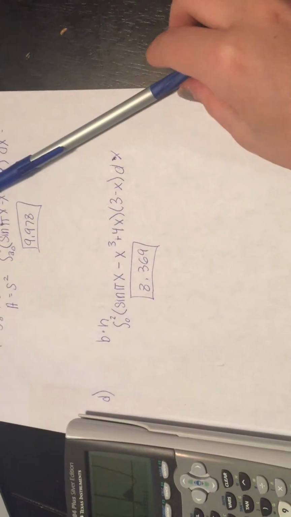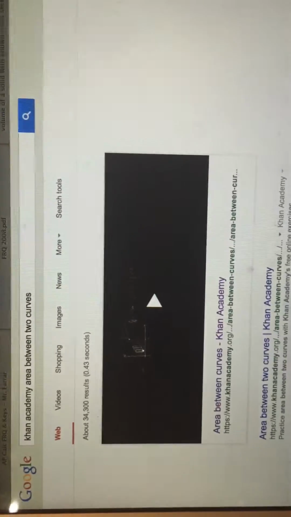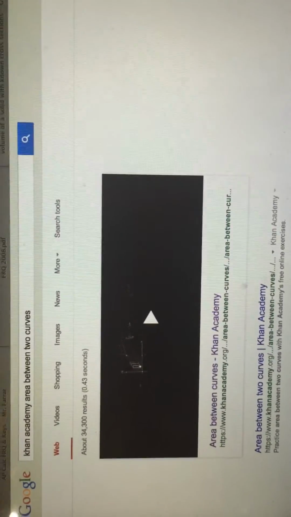And then if you have any more questions, you can go to Google, type in Khan Academy volume of a solid with known cross sections, and the first video that pops up will help you with that. If you need help finding area between the curves, type in Khan Academy area between two curves, and it's the first video that pops up.